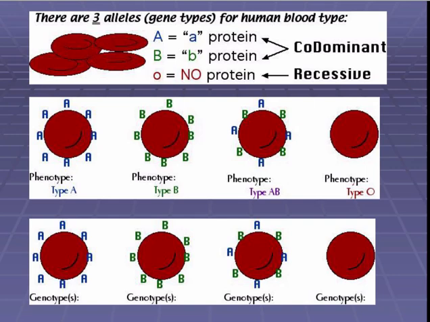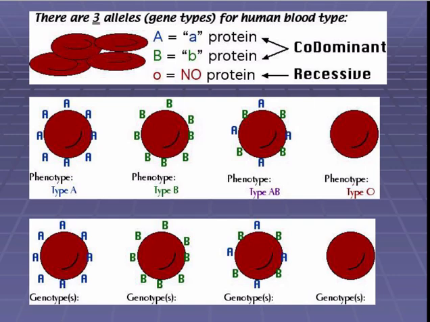There's only one genotype possibility if you're type AB: you would have inherited a capital A from one parent and a capital B from the other parent. And then the last genotype, type O, you have to have received two recessive genes from both parents, one O from one parent and one O from the other parent.